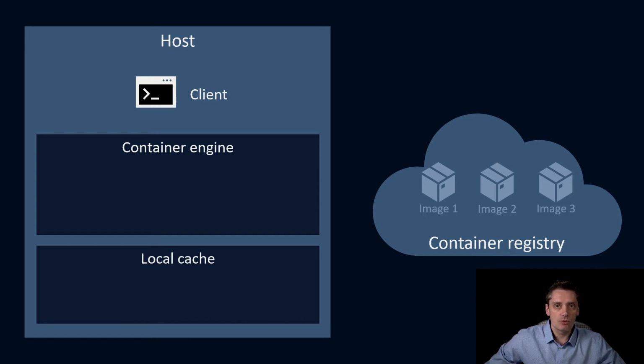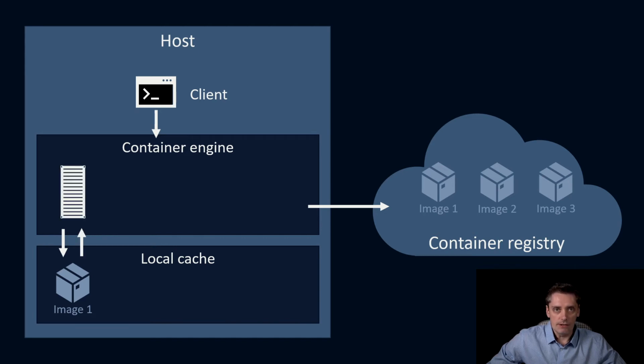Let's imagine that I want to run on my host an application that was packed as a container image. So I use a client to type a command to run a container. A client sends the command to a container engine. A container engine will look at the local cache to see if it already has the needed container image. If an image is not there yet, an engine will search for it in a container registry. And if it's there, then an image will be pulled, or in other words downloaded, and stored in a local cache. Then a container engine will use this image to create a container and run it.